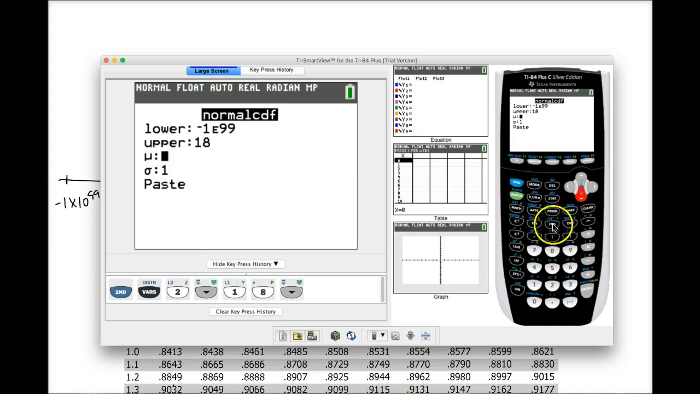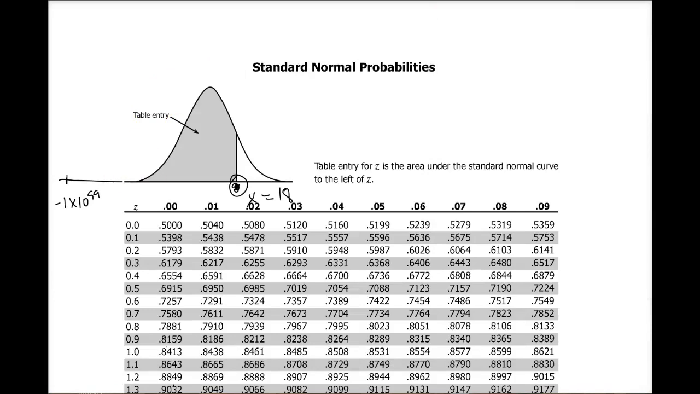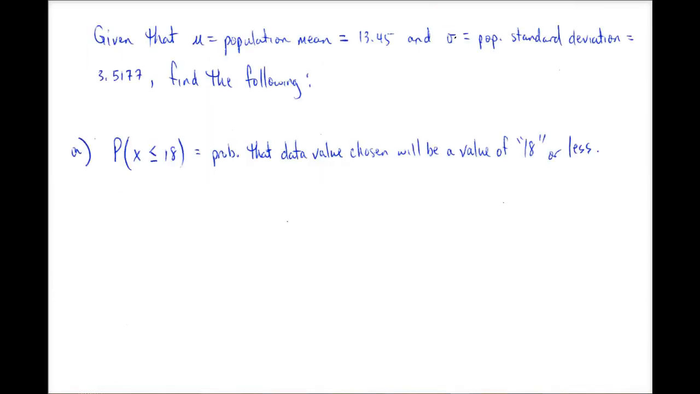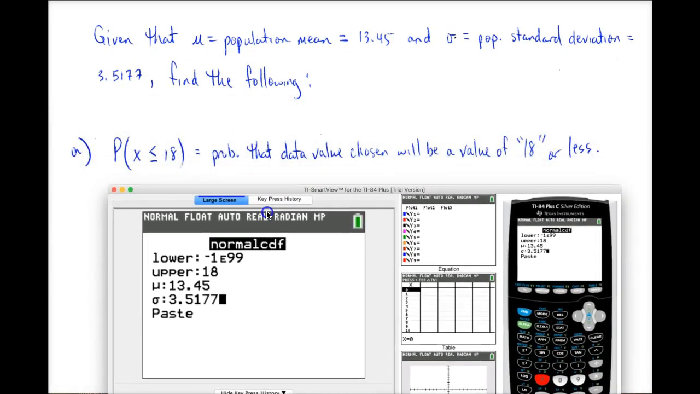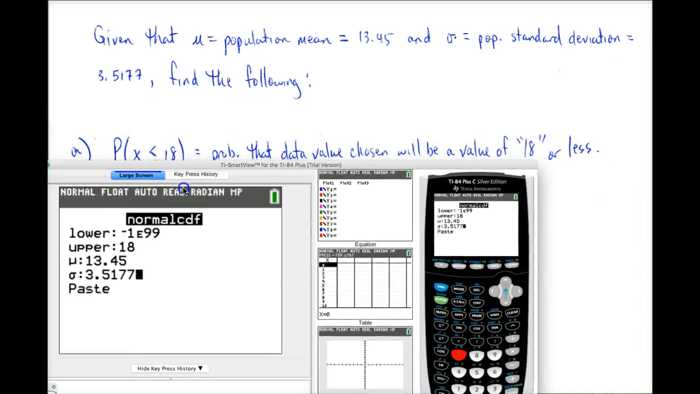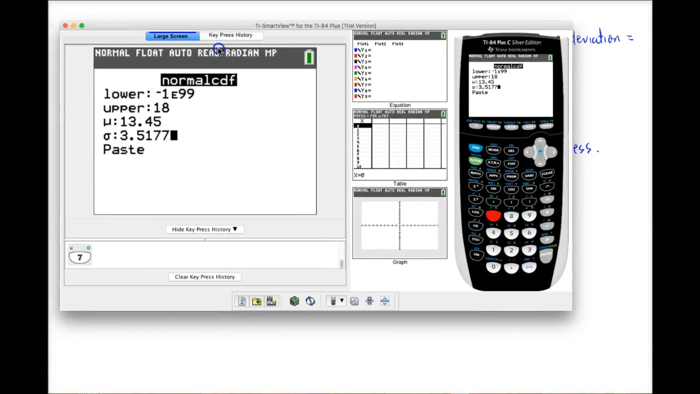If you remember, our population mean was 13.45, and our standard deviation was 3.5177. Okay, and I'll take this away again, and we'll go back to the very first page, and we'll see how all this matches up. So here we have the population mean, population standard deviation, and then of course the data value we actually talked about here was this 18. So we have all that.